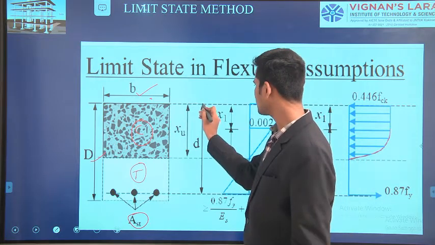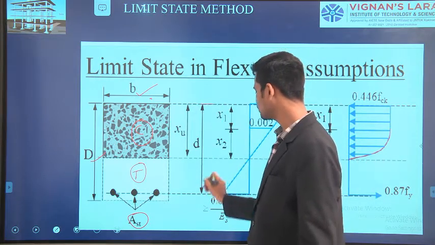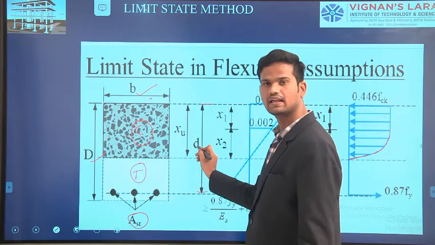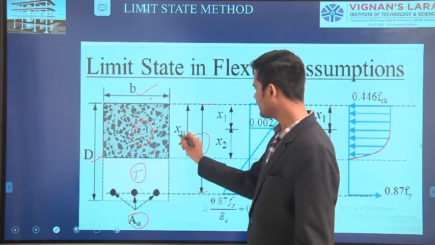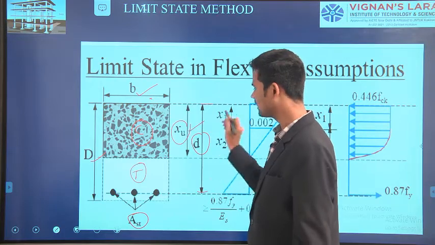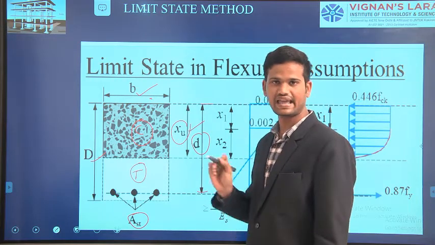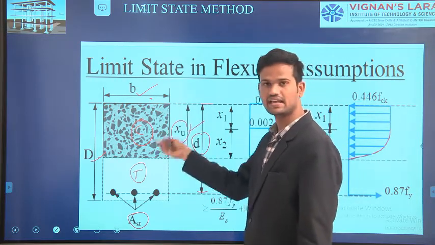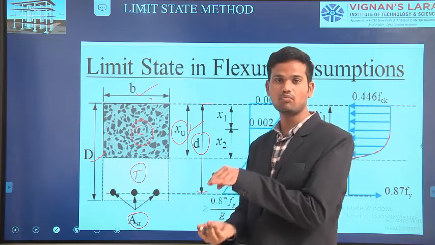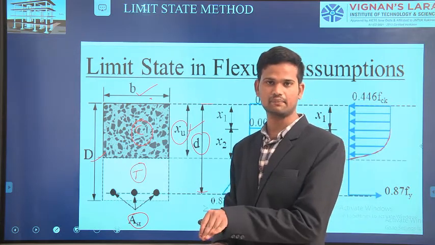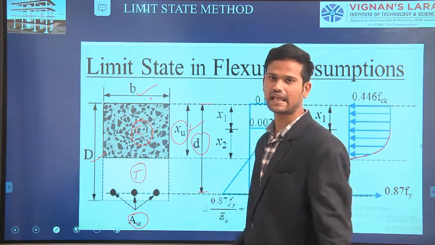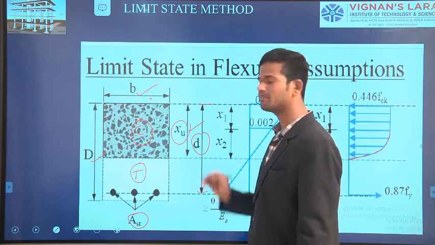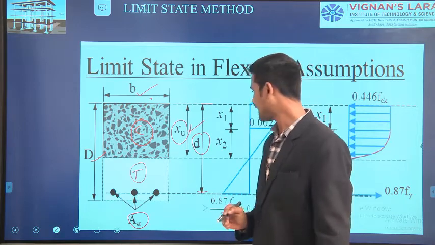Again, from the top of the compression fiber, we take the effective depth of the sectional member as d, whereas Xu is the neutral axis depth, the neutral axis that divides the compression zone and the tension zone. That means it decides how much depth of concrete takes care of the compressive loads and how much depth of steel takes care of the tensile loads. That depends on the neutral axis.